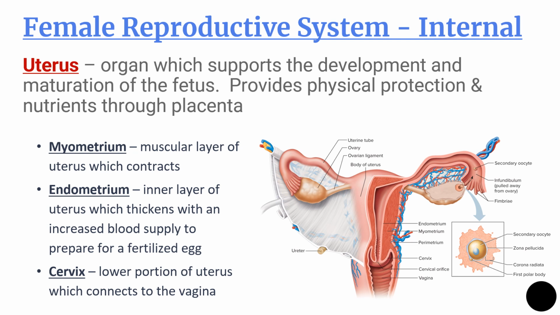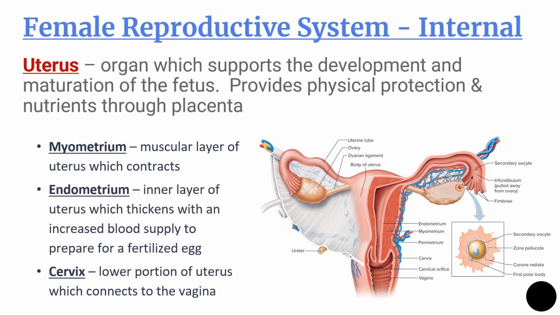First, I want to talk about the myometrium. The myometrium is going to be the muscular layer of the uterus, which contracts whenever we have contractions. And the endometrium is going to be the inner layer of the uterus, and this is going to thicken with an increased blood supply to help prepare for a fertilized egg. So this is actually the area that is shed every month with menstruation.